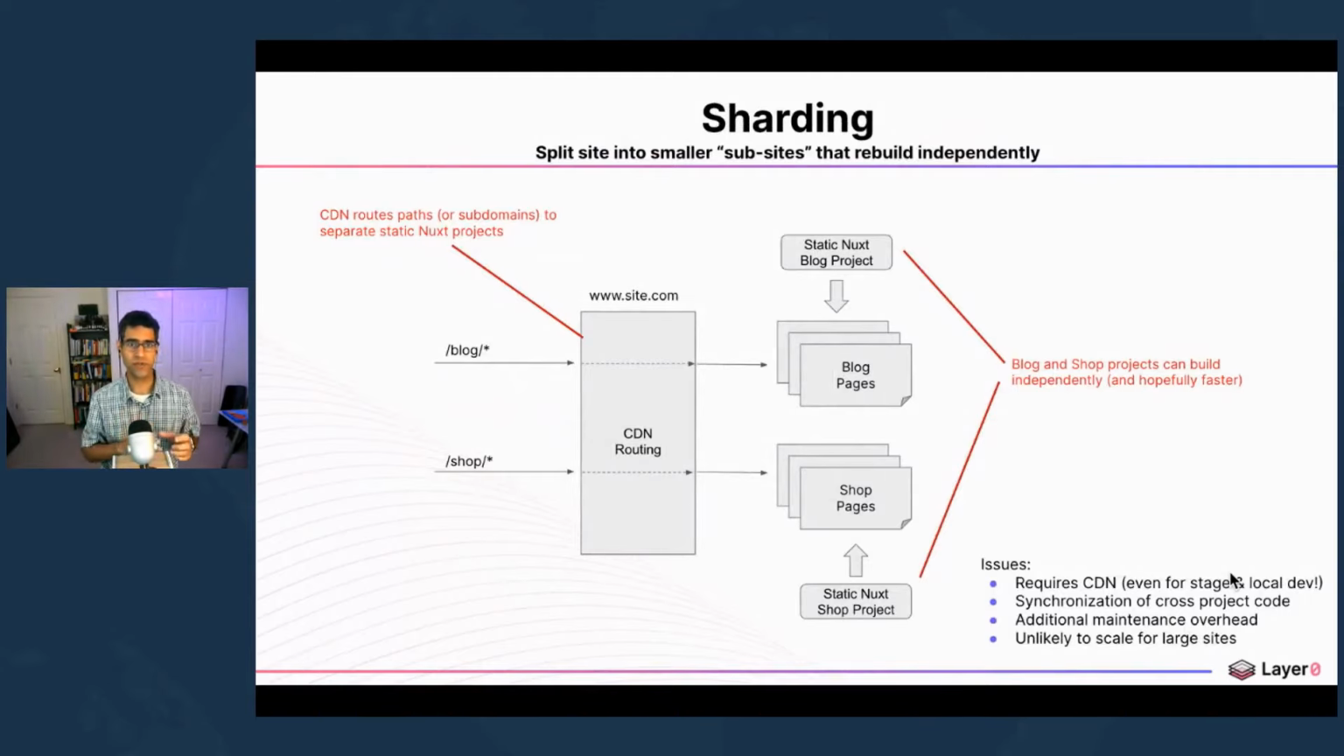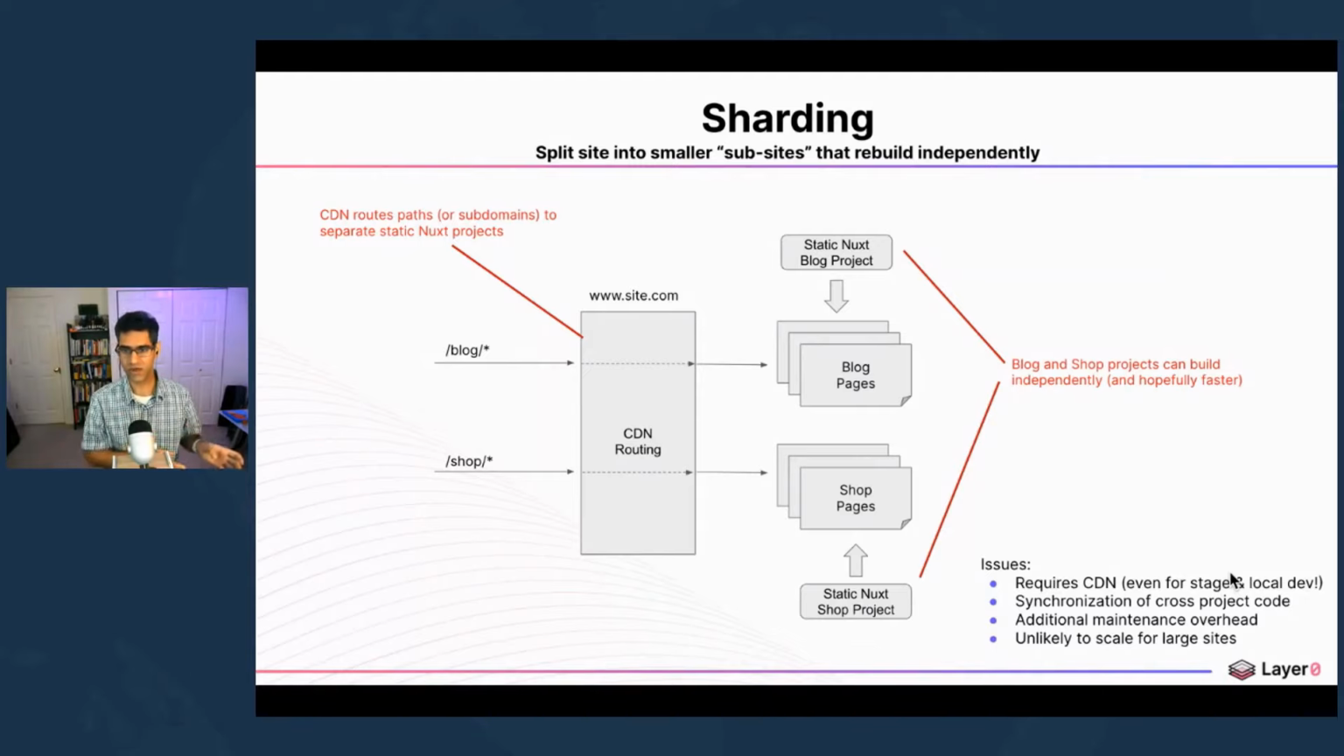Another technique to solve this is sharding. And that's where you split the site into smaller subsites that rebuild independently. So here, for example, imagine an e-commerce site where there's a blog and an e-commerce component under /shop. And what you do is have your CDN map the subdomains or paths to independent static Nuxt projects that can then build independently and hopefully do it faster.